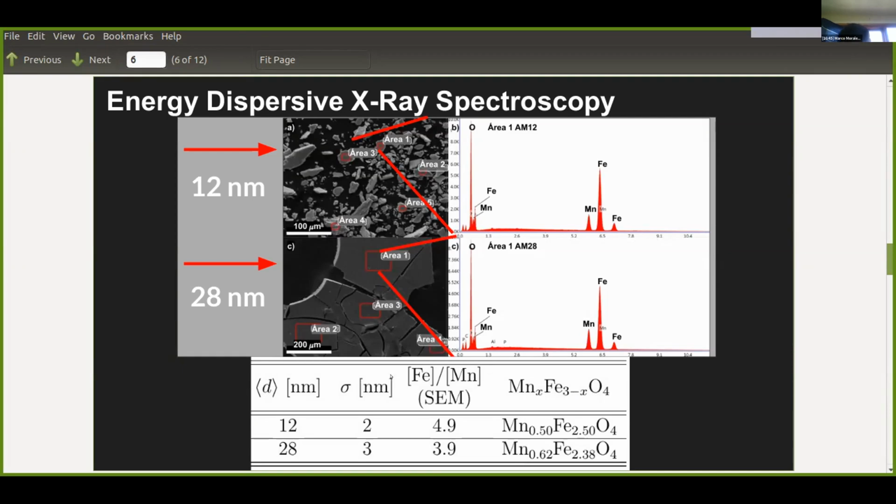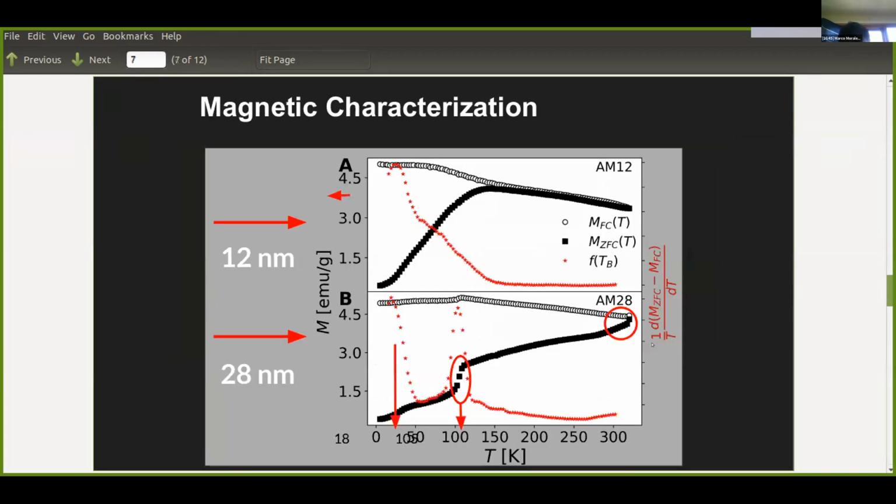In this table, I summarize the results obtained so far: the method, the deviation, iron-manganese ratio, and composition. Then we proceed with the magnetic characterization. To do this, we disperse particles in an epoxy resin solution. We first measure the magnetization curves as a function of temperature by applying a fixed field under the zero field cooled and field cooled protocols in a SQUID magnetometer. From these magnetization curves, we determine the blocking temperature distribution as shown by these red curves.